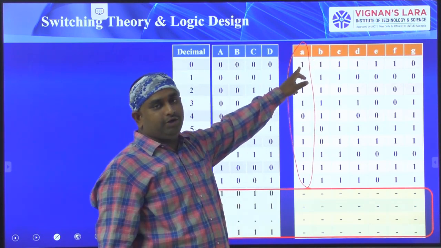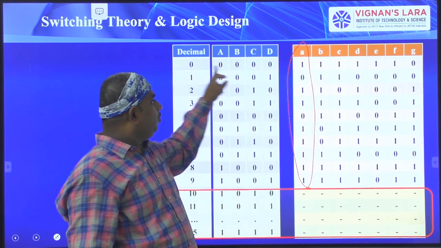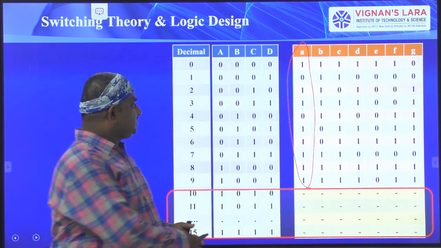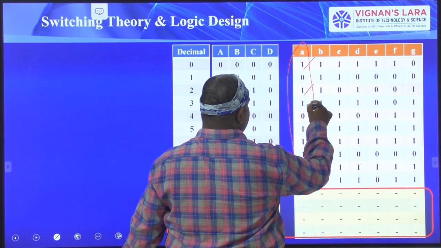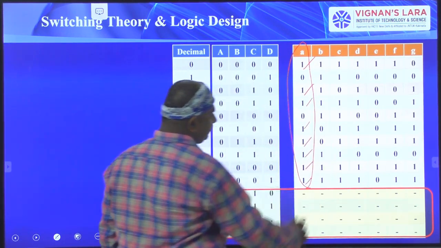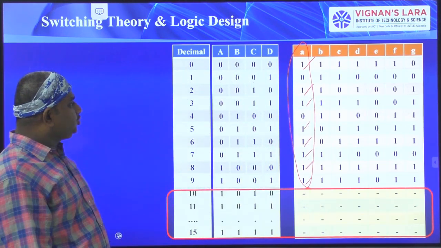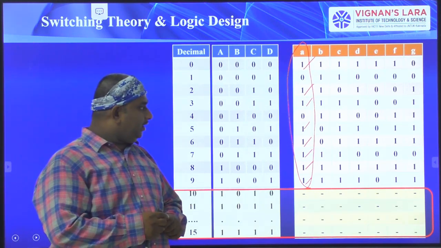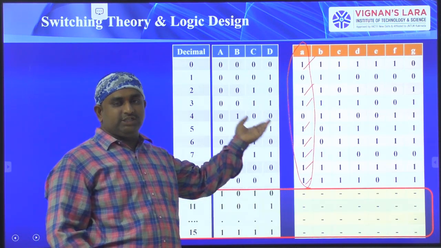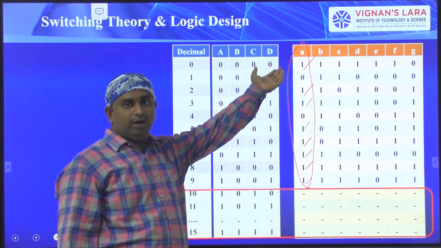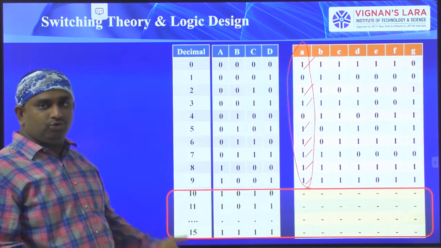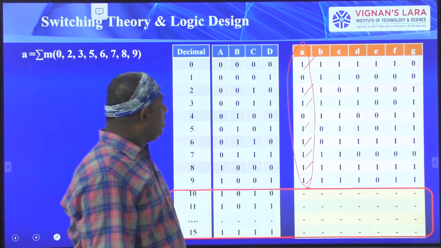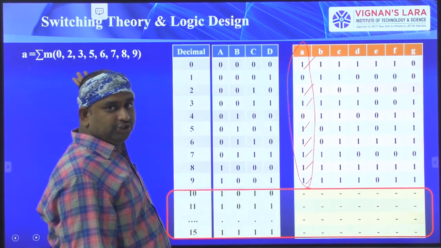When A is equal to the minterms of these values, this is 0, this is 2, this is 3 and 5. So see here, in this situation, A is going to be on. That is, whenever 0, 2, 3, 5, 6, 7, 8 are coming, then only the A value is going to be on. Otherwise, in the remaining combinations, A is not going to be on. Like that, B, C, D, E, F. Like that, for each functionality, you have to write down the Boolean functions.